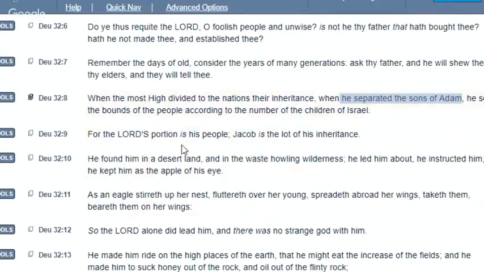For the Lord's portion is his people. Jacob is the lot of his inheritance. Why? Because he made a promise to Abraham that in him and in his seed shall all the families of the earth be blessed. So this is where the lot ended. That's why the fathers of the promise are known as Abraham, Isaac, and Jacob.